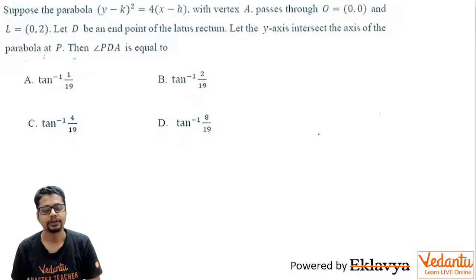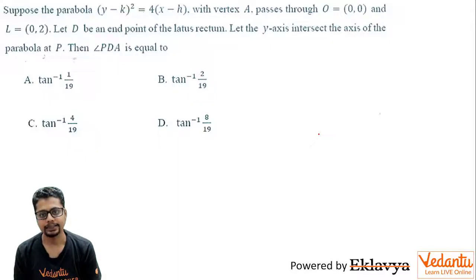Hi everyone. The question is, suppose the parabola (y − k)² = 4(x − h) with vertex A passes through the origin and L, which is (0, 2). Let D be an endpoint of the latus rectum. Let the y-axis intersect the axis of the parabola at P. Then angle PDA is equal to.